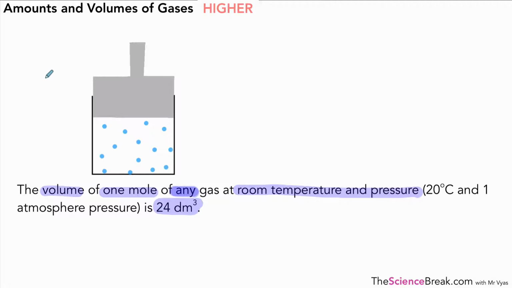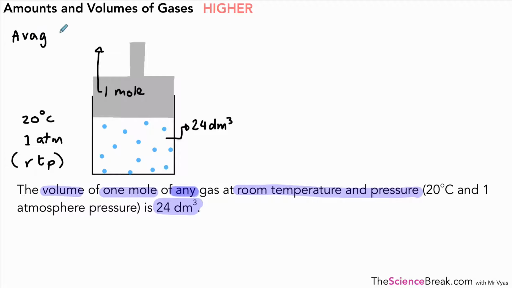So imagine we had a gas in a container and the temperature is 20 degrees, we call that room temperature, and it's at 1 atmosphere of pressure. That's basically the pressure at sea level. Sometimes we refer to that as room temperature and pressure, or standard room temperature and pressure. What we would notice is that if we had 1 mole of the gas, that would occupy 24 decimeters cubed.